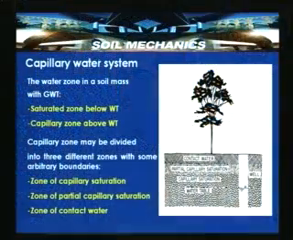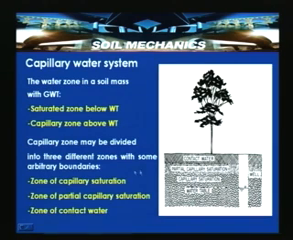The water stored in the contact zone is called contact moisture. The water stored in the pores of soil because of this percolation is called contact moisture. The partial capillary saturation and capillary saturation are attributed to the phenomenon of surface tension.